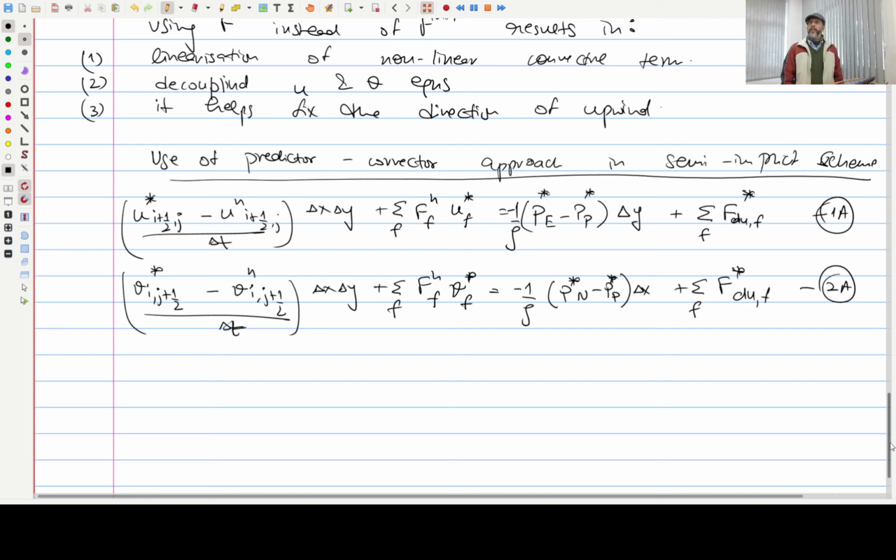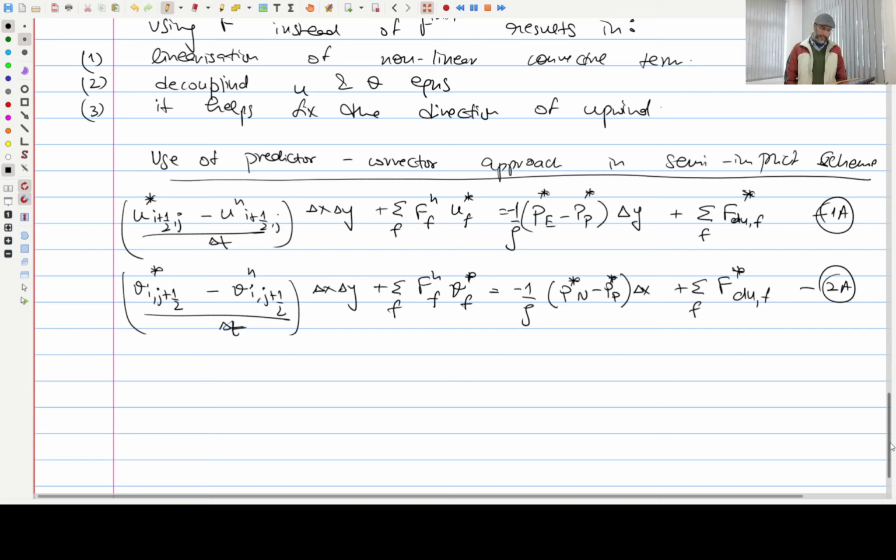So if you guess a pressure P star, which is not equal to Pn plus 1, then you will get u stars and v stars, not un plus 1 and vn plus 1. If I replace this P star with Pn plus 1, I get un plus 1 and vn plus 1. But if I don't do that, then I get different velocities. These velocities are called u star and v star. So that's the reason all the instances of un plus 1 become u stars.